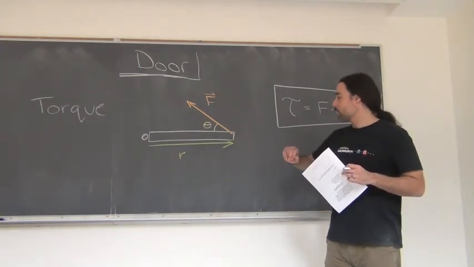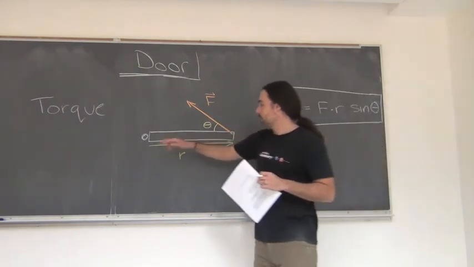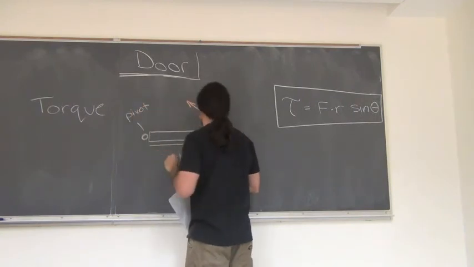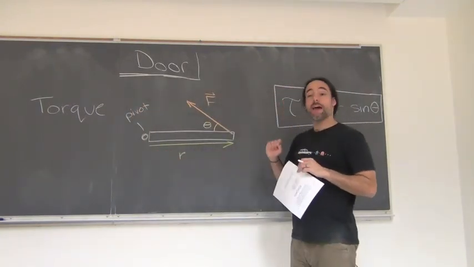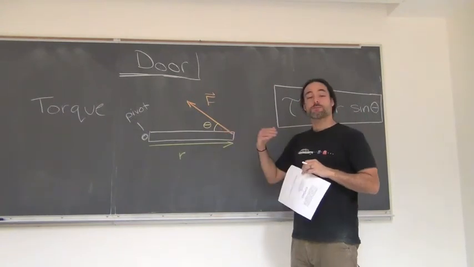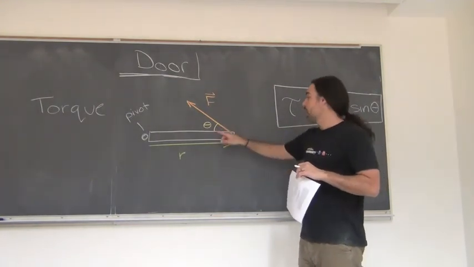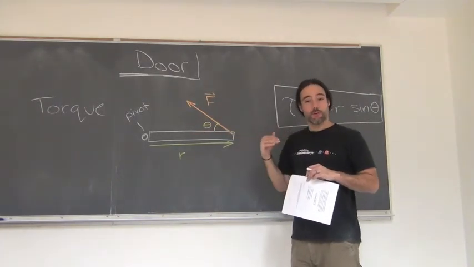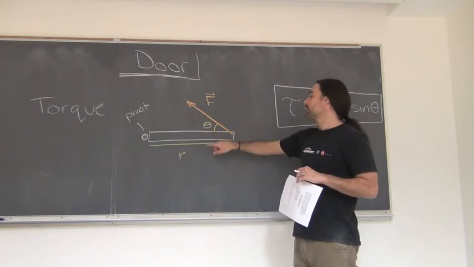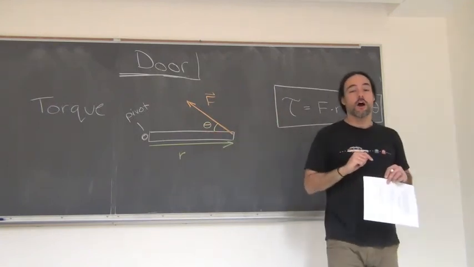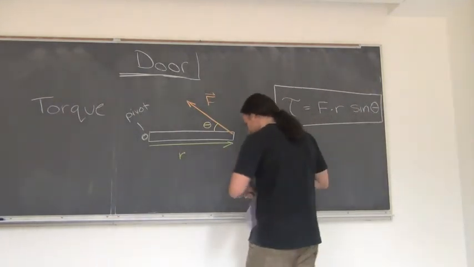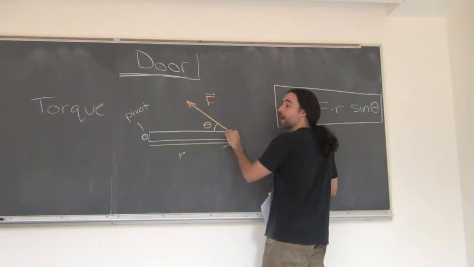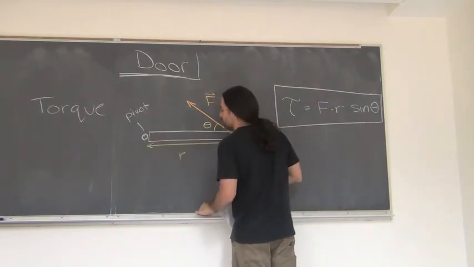So again, I've got my door. Here's my pivot, which is where the hinge is. And I'm going to apply a force F. And I'm going to apply that force specifically at some angle theta. And we can adjust theta to be what we want. We could make it 90 degrees, we could make it 0 degrees. And finally, I have some distance r, which is the distance between the pivot point and the position where I apply the force. So that's just this distance right here.